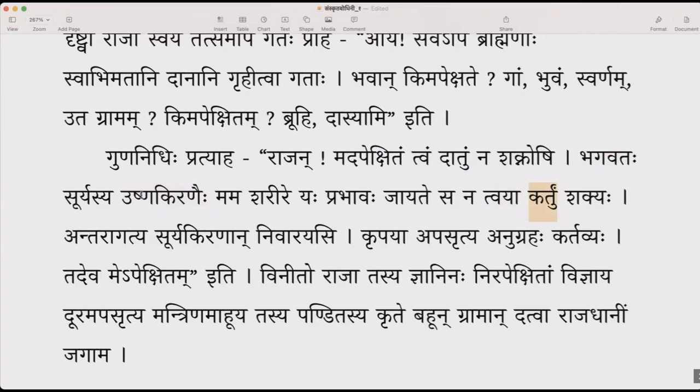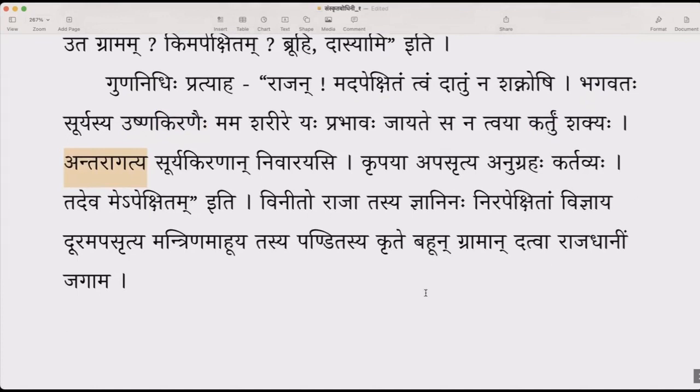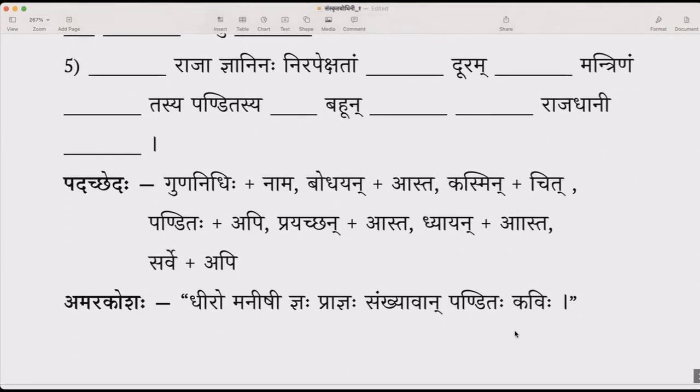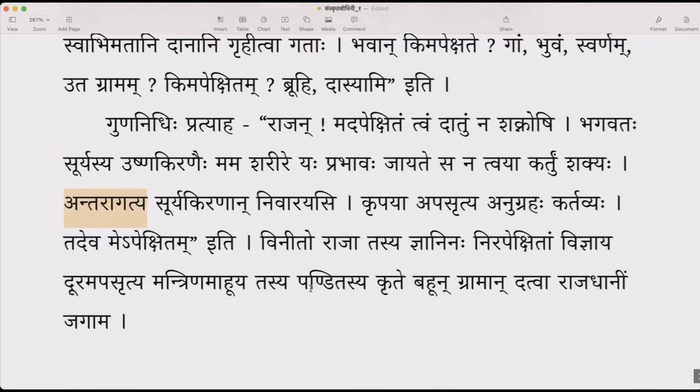Ushna kiranaihi, which vibhakti? Tritiya vibhakti bahuvachanam. Akaranta pullinga kirana. Antaragatya surya kiranan nivarayasi. Antaragatya, come inside, come in the middle. Antara is in between. Antara agatya, coming in between. After having come in between, you are stopping, obstructing. Nivarayasi, surya kiranan, the rays of the sun.